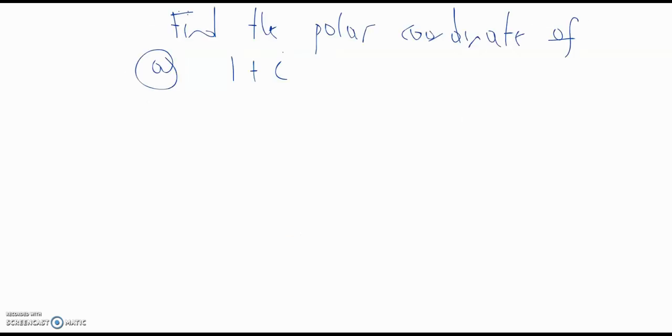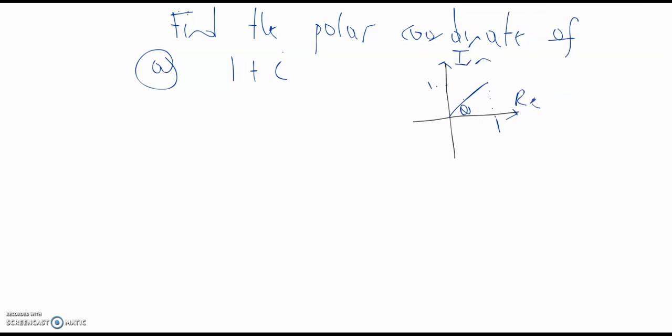All right, here's our first example. Find the polar coordinate of 1 plus i. Now to make this simple, the first thing I would want to do is to put this on the Cartesian plane. It's 1 plus i, so it means it's going to be in the first quadrant. So I'm going to have one on the imaginary axis, one on the real axis. So something like that. Theta here. So let me just say Re, and this is my imaginary axis.